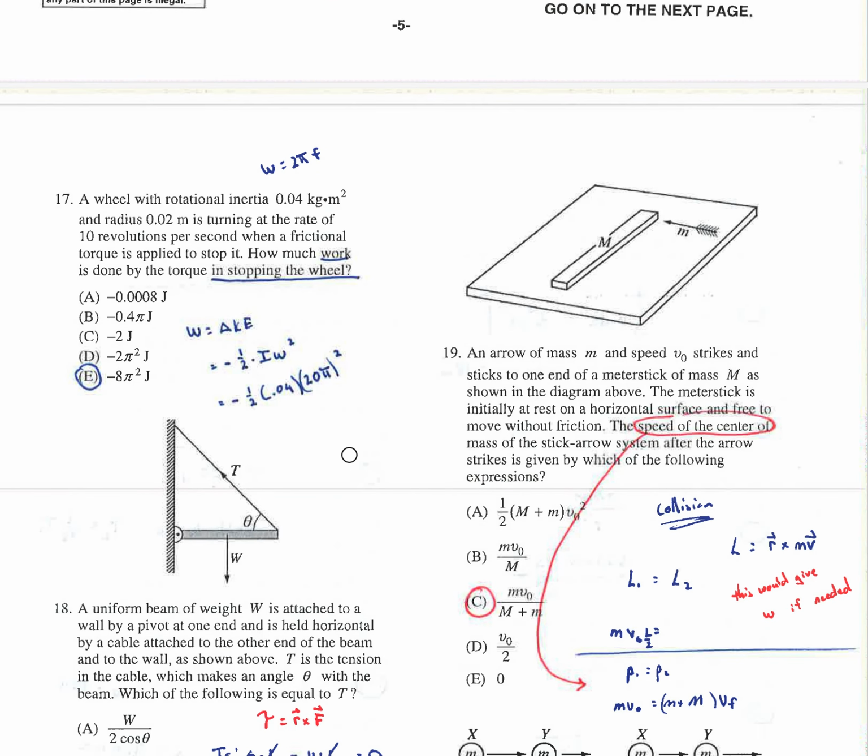17, right? The work done in stopping this wheel from spinning, you're going to think work-energy theorem. The work done is the change in kinetic energy. The kinetic energy is the rotational kinetic energy that the wheel has. So it's going to be a negative because you're stopping it, and then it's 1/2 I omega squared. They gave you revolutions per second. That's frequency. So you got to multiply by 2 pi to get it to omega, and then just multiply that out.